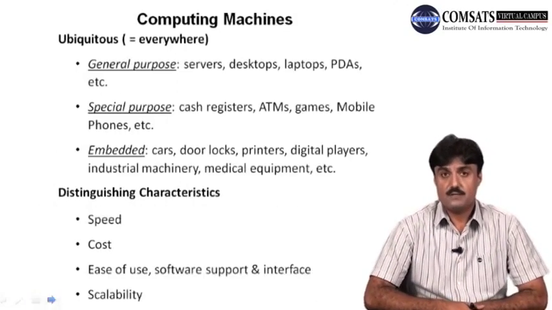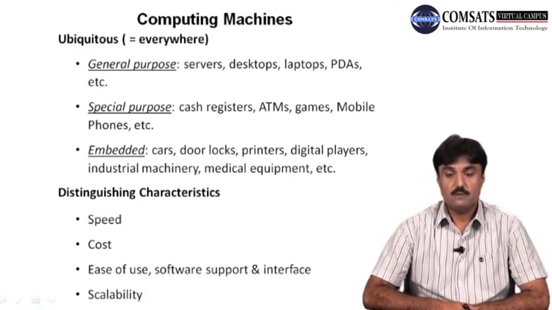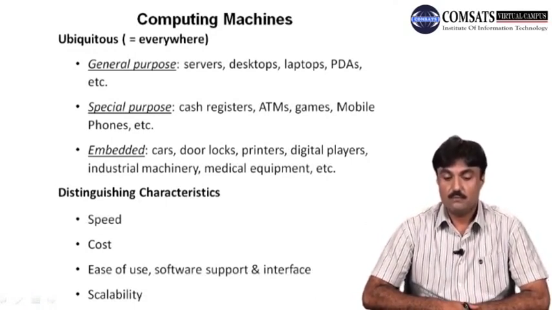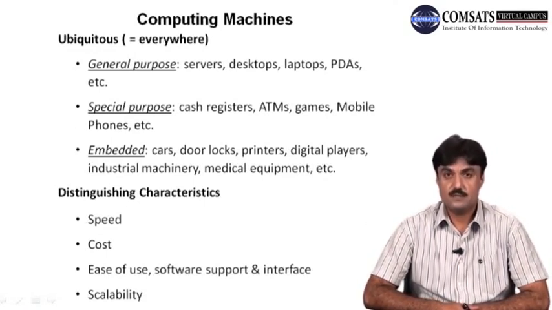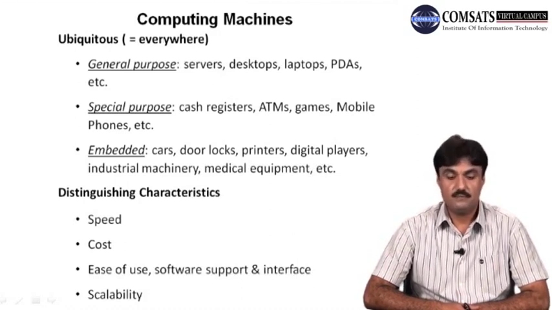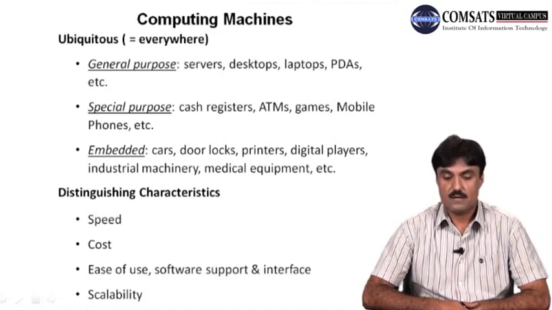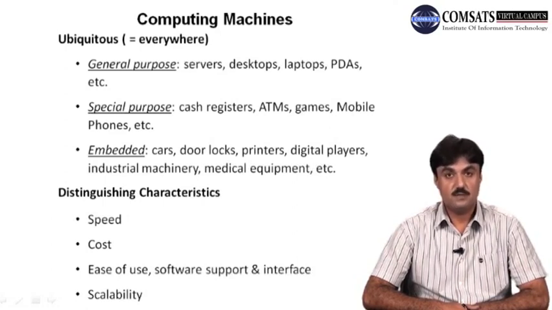Now we are going to formally start this course. First of all, what are computing machines? These machines are ubiquitous, or you can say they are everywhere. They are divided into different classes or categories. First category is general purpose. The computing machines that are general purpose are like servers, desktops, laptops, PDAs, etc.